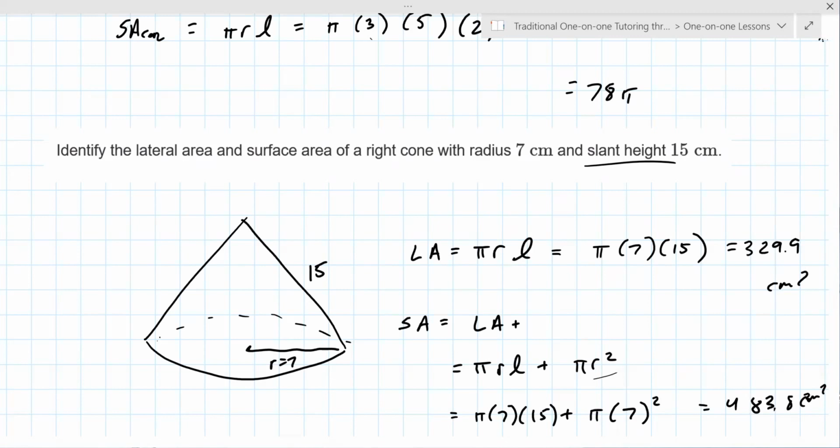Okay, let's look at another question here. I'm trying to do these in a specific order that makes sense. Doesn't always make sense, but let's do that.